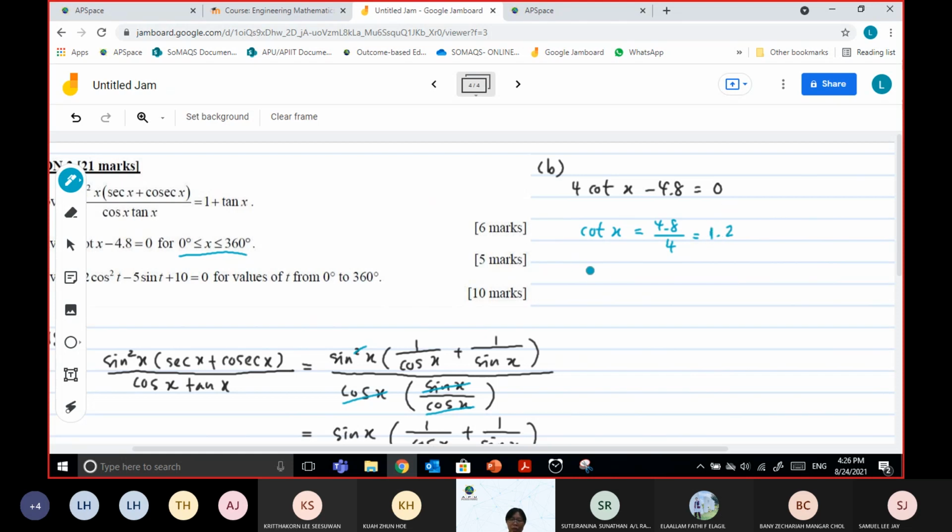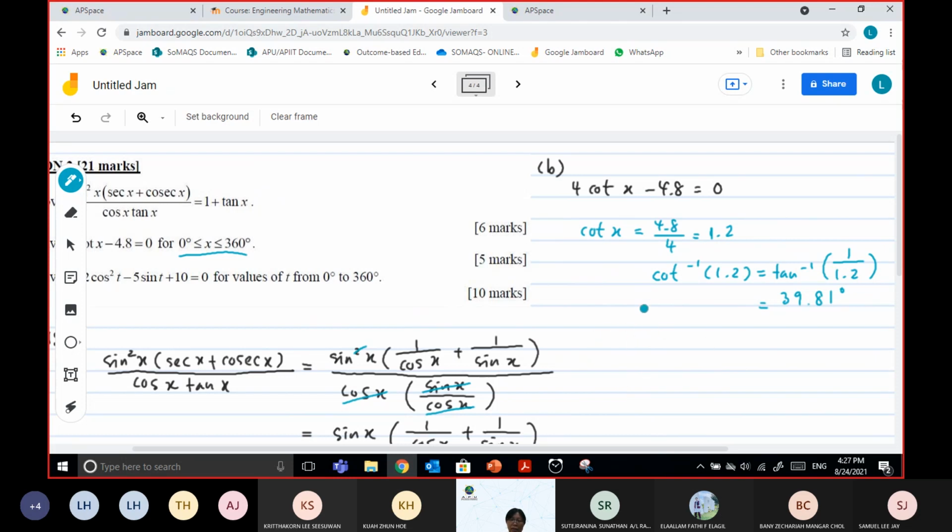You get 1.2. So cotangent x is actually 1.2. So how we find the x, which is arc cotangent of 1.2. Let's say you get the arc cotangent first. It will be equal to arc tangent of 1 over 1.2. Then if you find arc tangent of 1 over 1.2, you get 39.81 degrees.